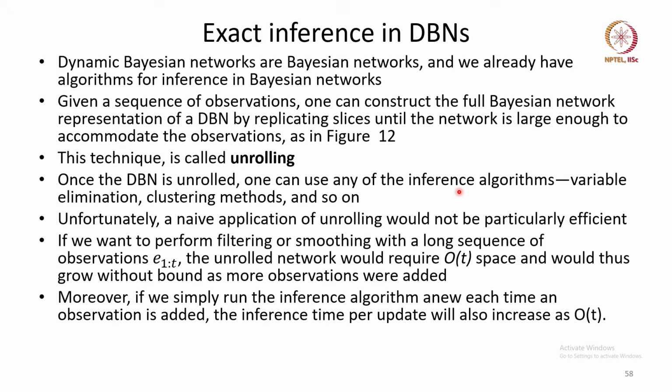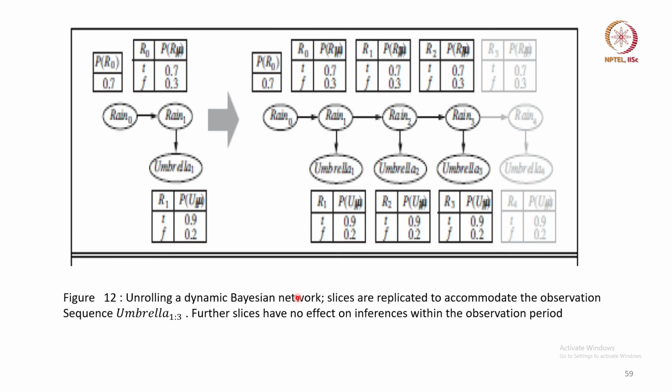So once you do that, you can use any type of inference. So we saw how we carry out inference. Okay. So it would be something like this, right? So you have rain at 0, then rain at 1, rain at time 2, rain at time 3, rain at time 4. So what we are doing is unrolling can be carried out, okay, and slices can be replicated as you go on.